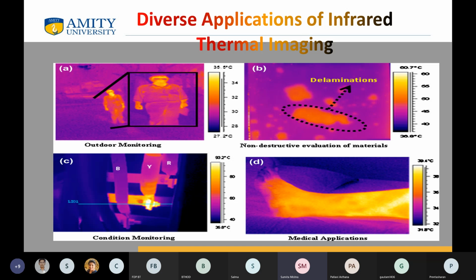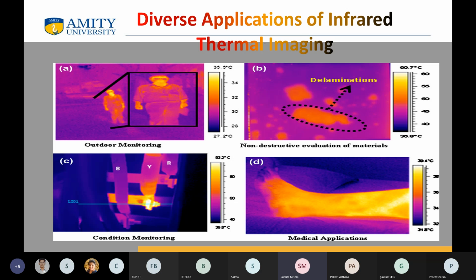Then the next one is the medical application of thermal imaging. We will be discussing this application in more detail also. But for the time being, this is a setup where you use it to see the foot of a diabetic person. Due to diabetes, the proper blood circulation is not there, so that condition is visible here. So that was some of the applications of infrared imaging in various fields.